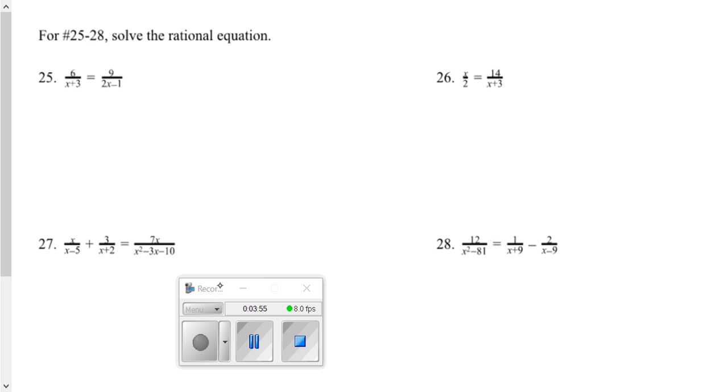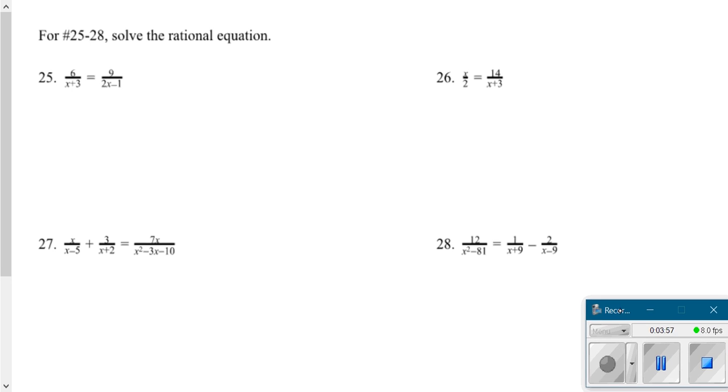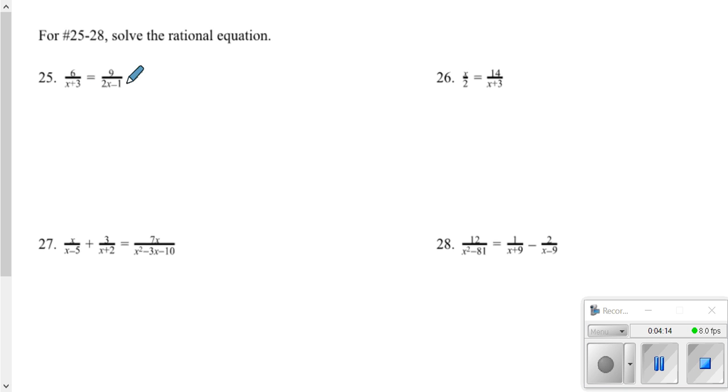All right, now we're to my favorite kind. My favorite kind is when we have equations. So when you have equations, you can do things to both sides because you have sides, right? You have an equal sign, a left side of the equation, a right side of the equation. So in 25, you can multiply on both sides by these denominators to clear the fractions.